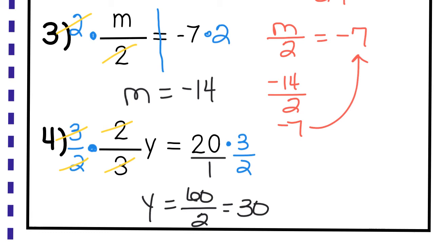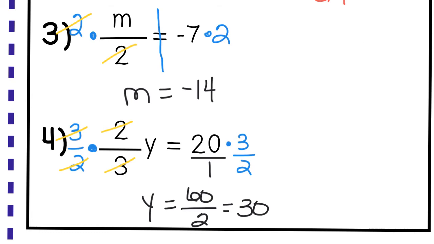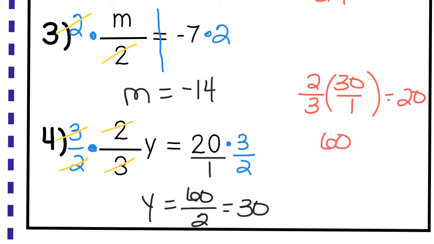Let's take a second and check this answer just to make sure we're on the right track, because sometimes we can get a little nervous about these fractions. So I originally have 2/3 y, which I'm going to replace with my 30 over 1. And I'm hoping to get the answer of 20. Well, 2 times 30 is 60 over 3 times 1 is 3. And 60 over 3 is, in fact, 20. So that proves that I did my math correctly.